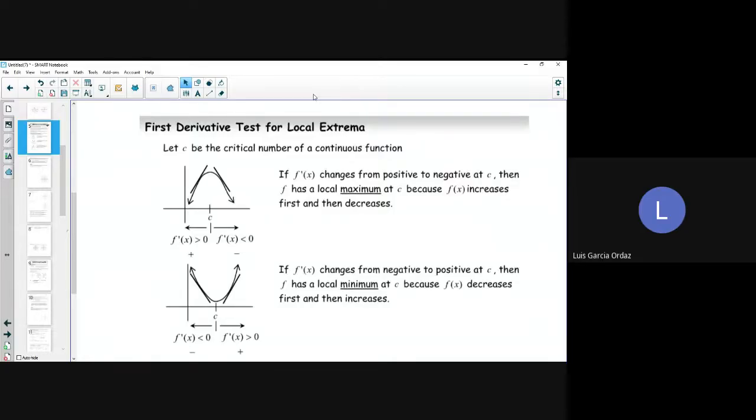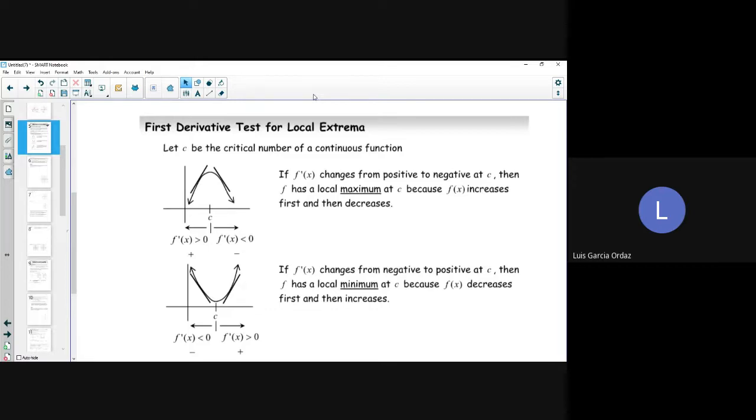So we want to use the first derivative test to find local maxes and also local mins. Let c be the critical point, so that's going to be our root when we factor our derivative function. If f prime of x, the derivative of f of x, changes from positive to negative at c, then f has a local maximum.